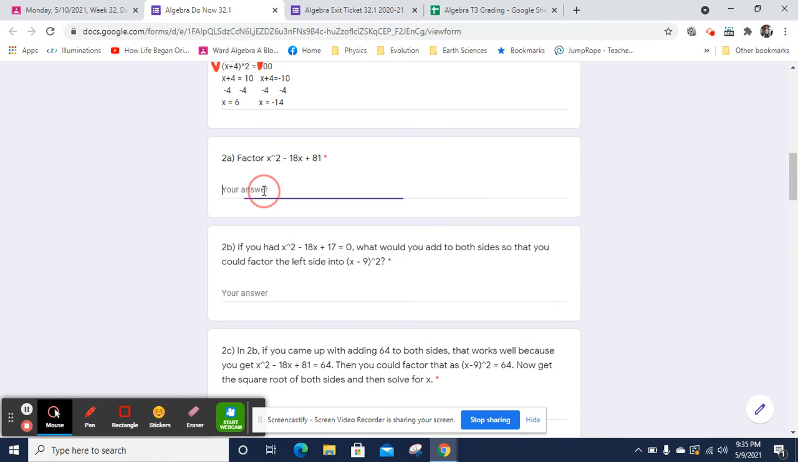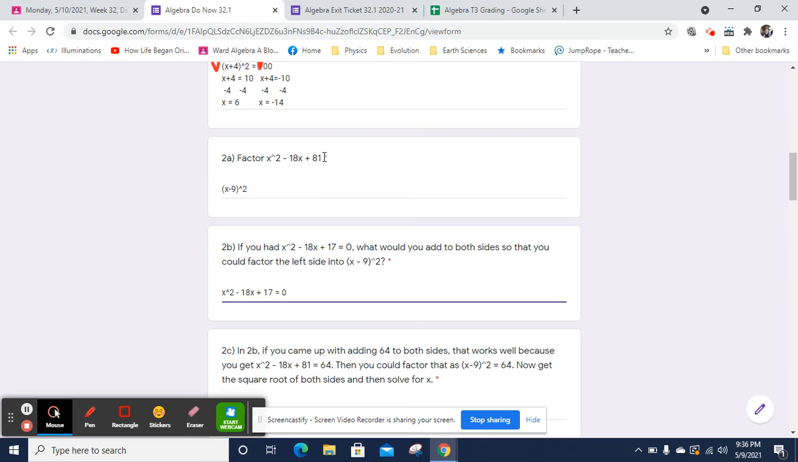So we would end up with x minus 9 squared, and that would work. Two factors of 81 that add up to negative 18 are negative 9. So it's x minus 9 times x minus 9. All right, let's go down here, and we're going to have this. We want to figure out what we would add to both sides so that the left side could be factored into x minus 9 squared, which is what we just did.